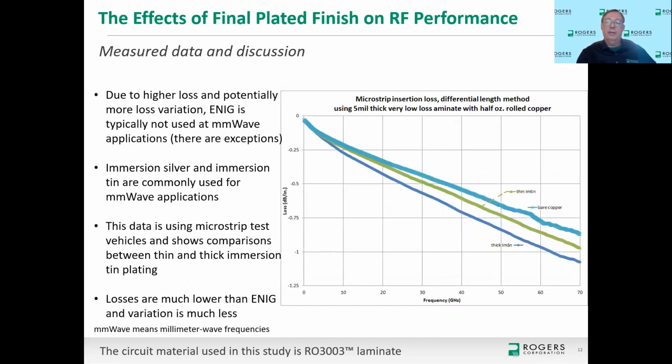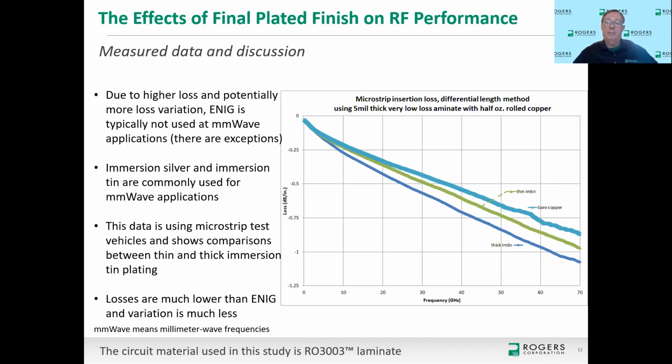So this is looking now at immersion tin, same kind of study I've done on the previous slides, except we're looking at immersion tin now. The bare copper curve is the cyan or light blue curve, and then the other curves are thin and thick immersion tin. And there's not much difference between the thin immersion tin green curve and the thick immersion tin dark blue curve. There is a little difference, but not a huge difference.